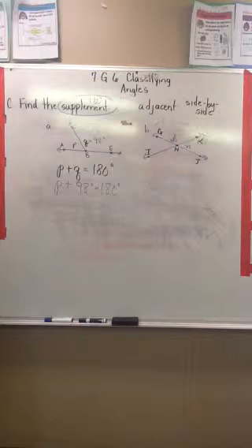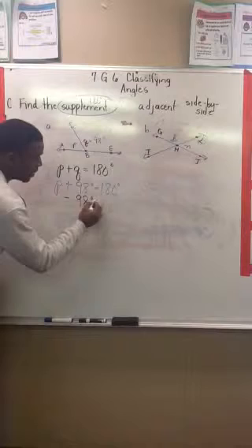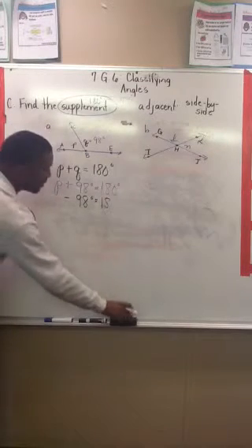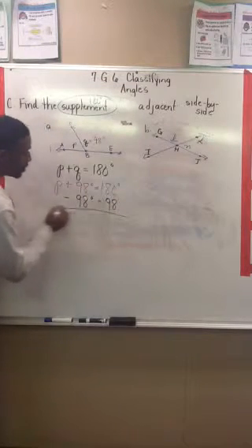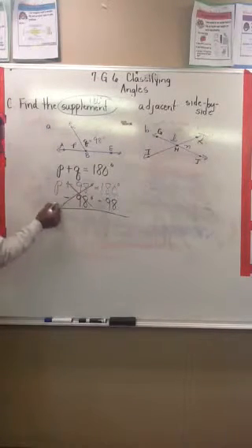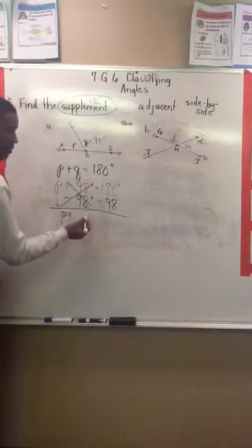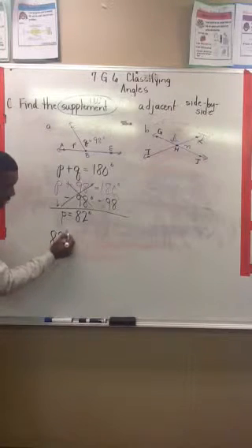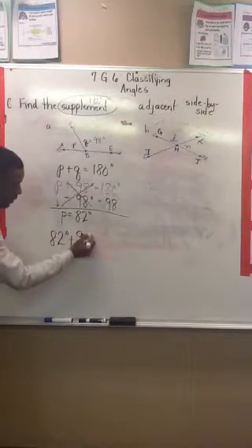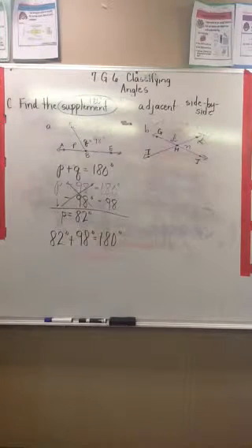I use my knowledge of algebra. I'm going to subtract 98 degrees, excuse me, from both sides. Take my signs with the constants, bring my variable down. P equals 82 degrees. Use the inverse operation to check it. 82 degrees plus 98 degrees should equal 180 degrees. And I think it does.